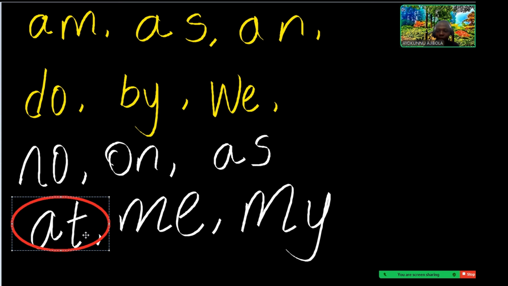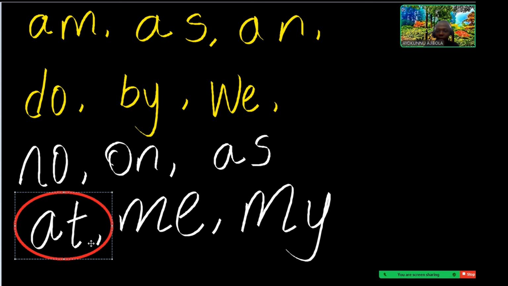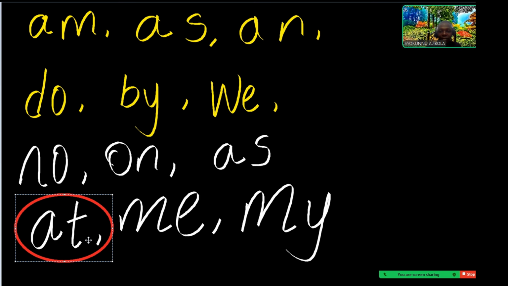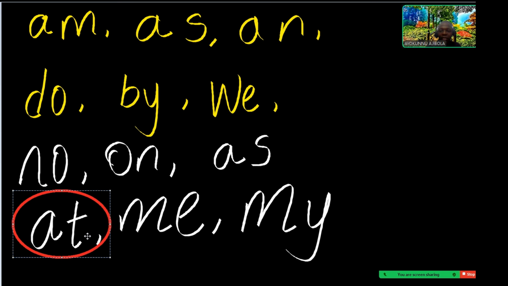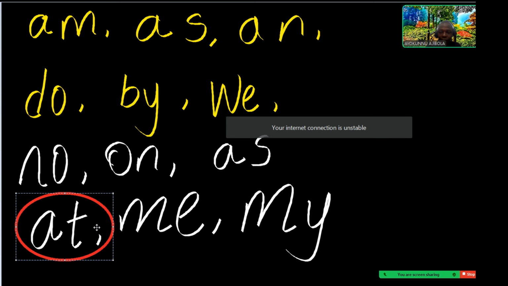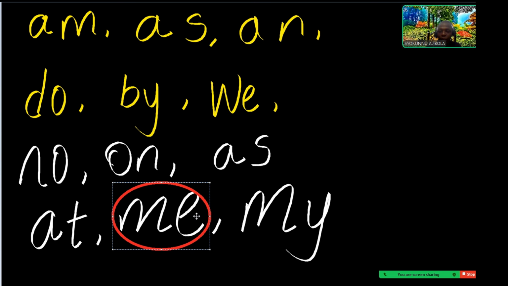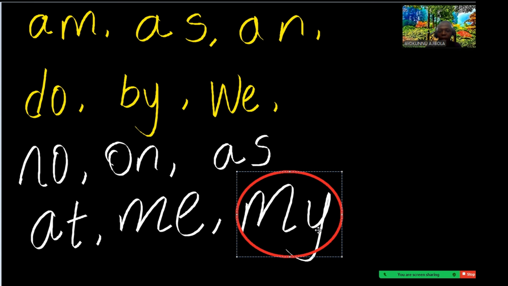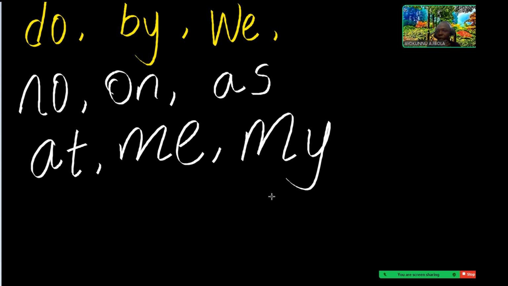What about this one, Ogo? What's this? Yeah, what's this? What is this, Ogo? Look at the screen. At. At. Then what about this one? Me. What about this? My. Okay, let's write more two-letter words. You will now read them.